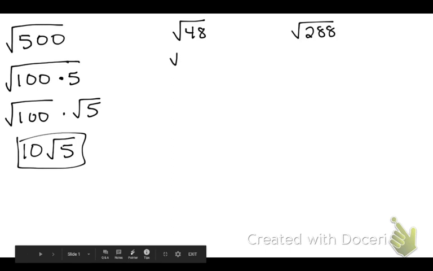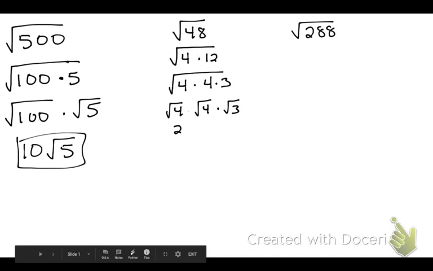Now for 48, to me it's not obvious how to think about this, but I'm going to start with the first perfect square, which is 4. Because 48 is 4 times 12. And 12 actually goes further. 12 is the same thing as 4 times 3. So now using my property, this is the square root of 4 times the square root of 4 times the square root of 3. And we know that the square root of 4 is 2. And when we finally finish our multiplication, we get 4 times the square root of 3.